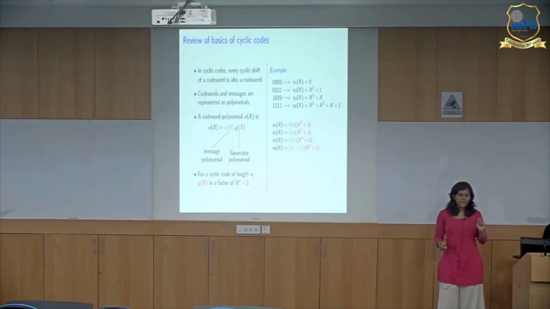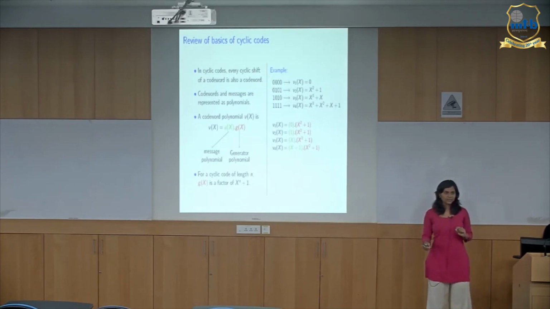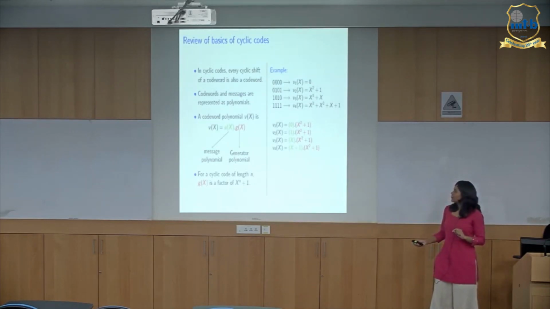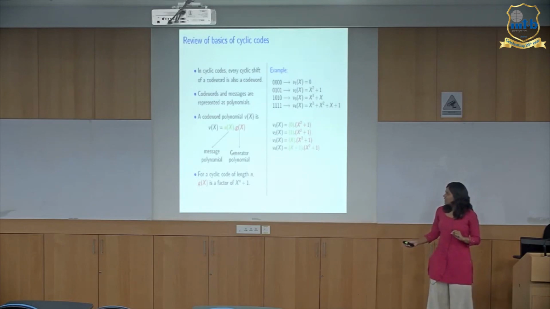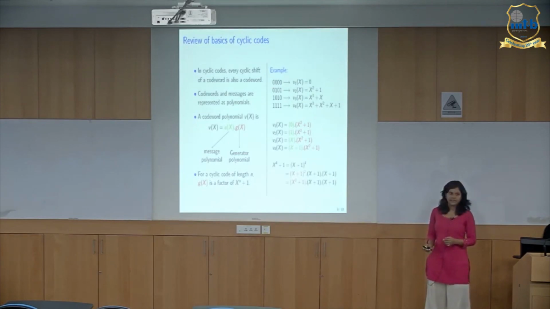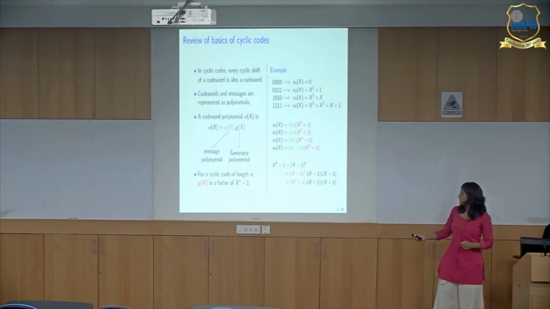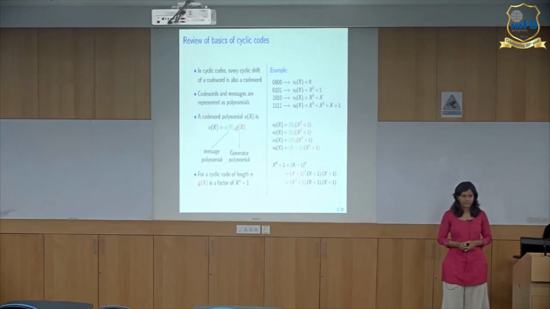Now I would like to highlight one important property of cyclic codes. This property is that for a cyclic code of length n, this generator polynomial is a factor of x to the power n plus 1. Let us see our example. x to the power 4 plus 1 can be factorized like this, and here we can see that our generator polynomial x square plus 1 is indeed a factor of x to the power 4 plus 1.